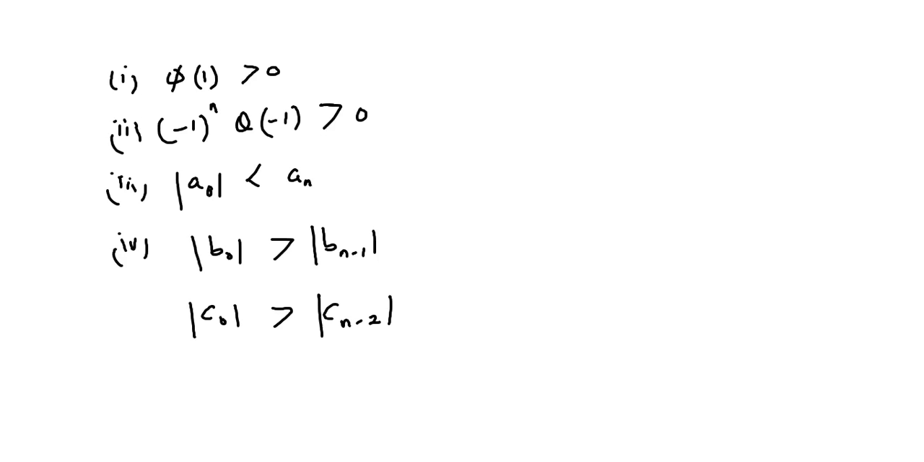And that is jury's stability criterion. We first take the polynomial in Z and test for Q of 1 and check that it must be greater than 0. The second test is that negative 1 power n multiplied by Q of negative 1 should be greater than 0. The magnitude of A0 must be less than An. And number 4, the magnitude of the first term of each array must be greater than the magnitude of the last term in the array. And if all those conditions are met, the system is said to be stable.